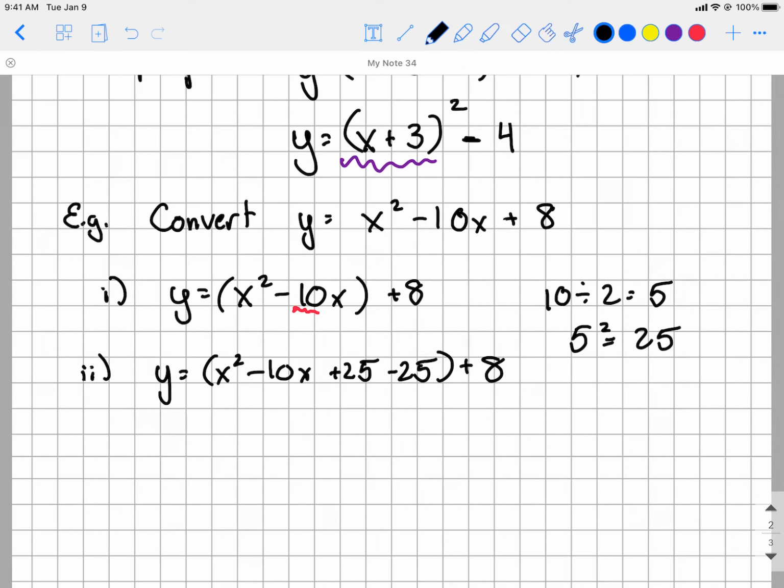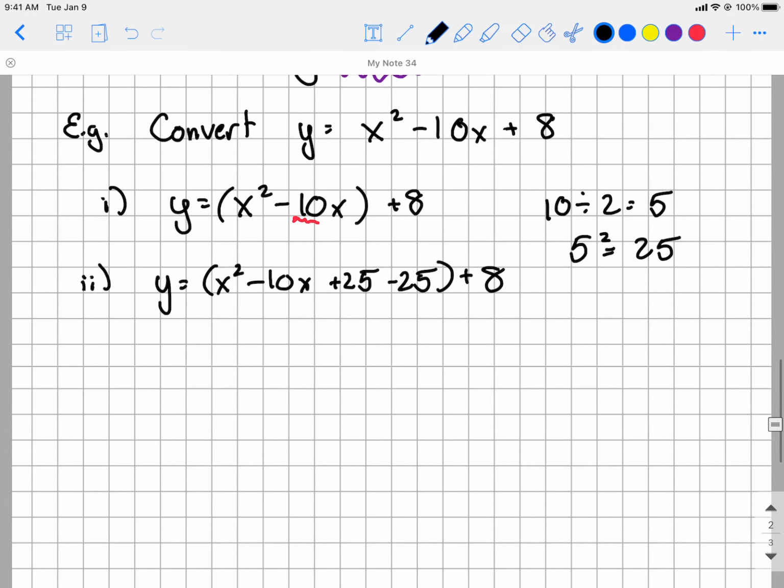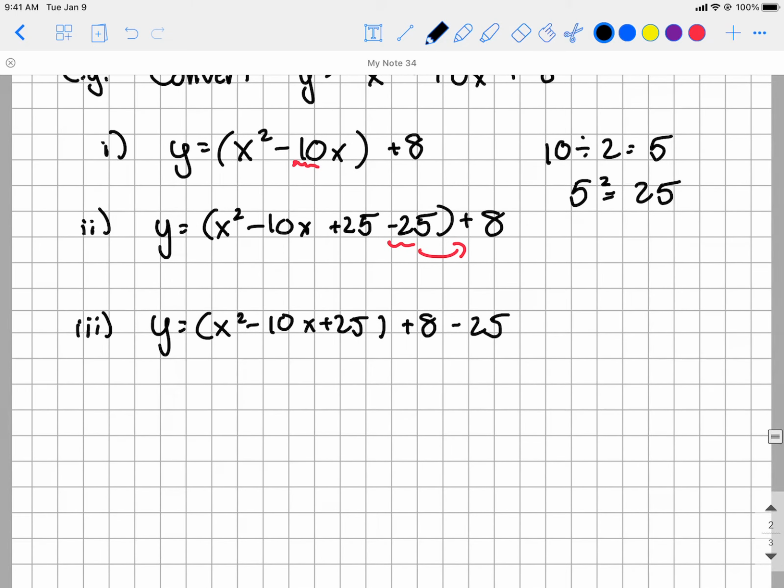So we've done the squaring, the adding, the subtracting. So now we need to take that negative 25 and move it out. So we've got y equals (x squared minus 10x plus 25), and then plus 8 minus 25. We're always going to move the negative term out, no matter what. And now we can finish this off.